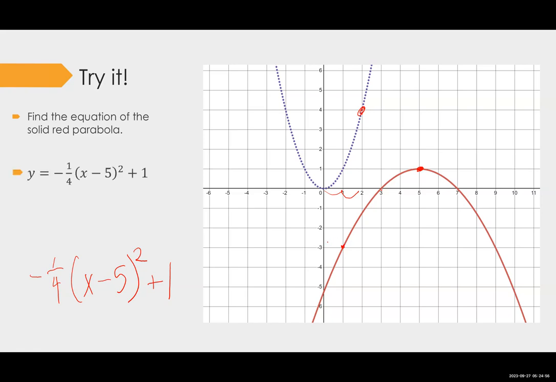So let's see if I was right. Yeah. All right, that is transformations. Go ahead and do the assignment on this if you haven't already. Good luck.